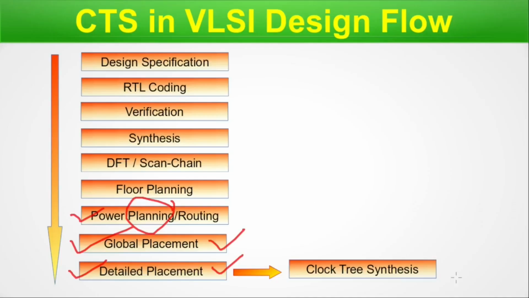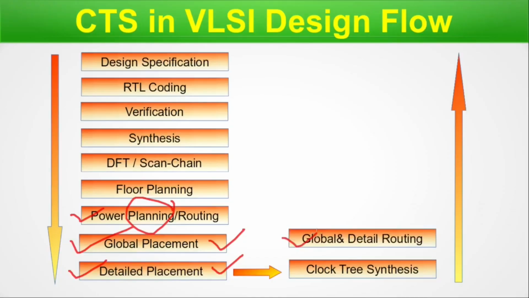Next we have clock tree synthesis, and now on the right hand side we will proceed in this direction. Next we have global and detailed routing. So whatever plan we have done here, in this stage we have to do the placement, and then we have to do the global, power and detailed route. Every routing is done here.